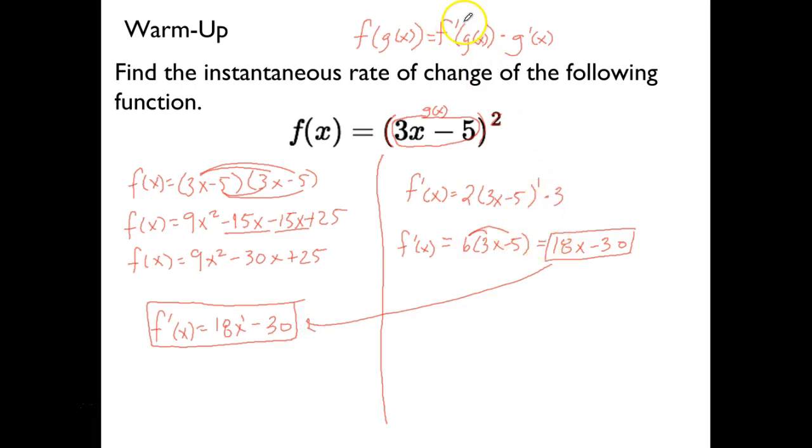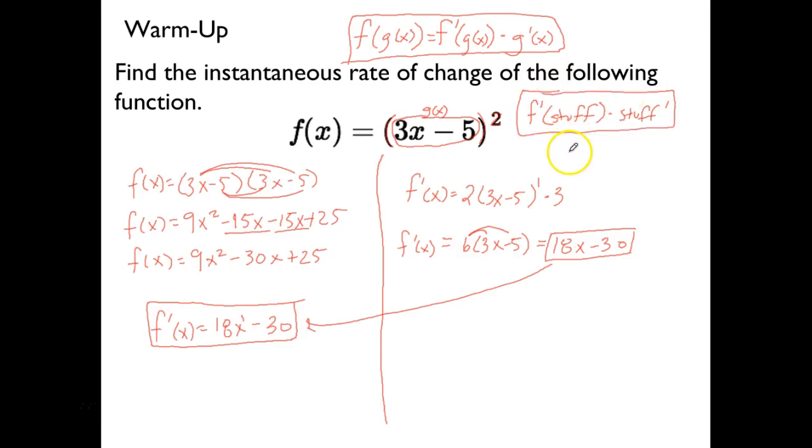You take the derivative of the outside, leave the inside alone, take the derivative of the inside. Some people call it other things. Sometimes they'll call the inside stuff. So they'll say, take the derivative of the outside, leave the stuff alone, and then take the derivative of the stuff. I don't know how you want to memorize it. This is how the book would write it. This is how the book would say to take the derivative. This is the layman's terms. This is like Mr. Campbell's terms right there.